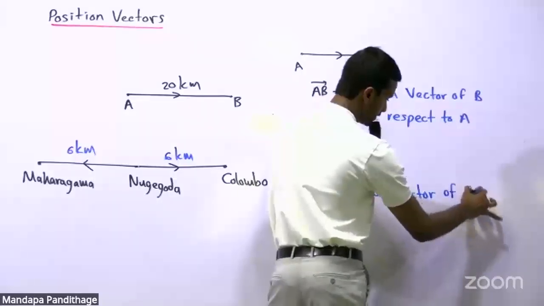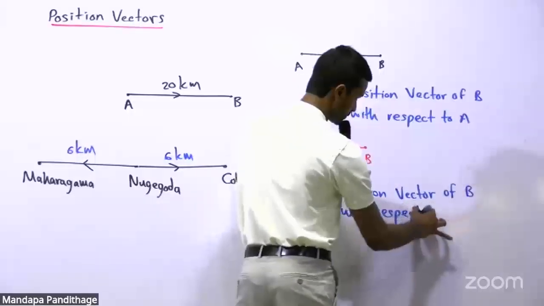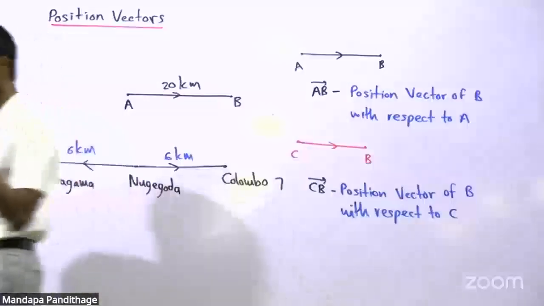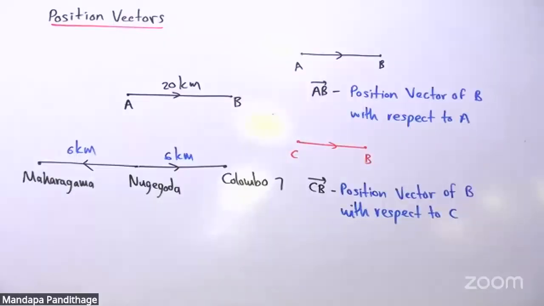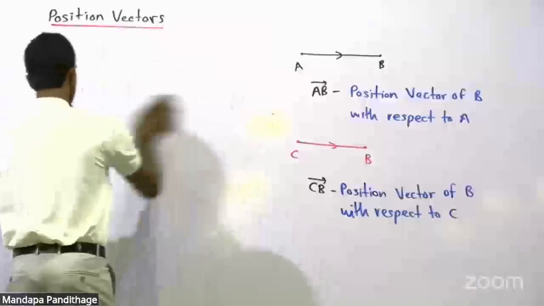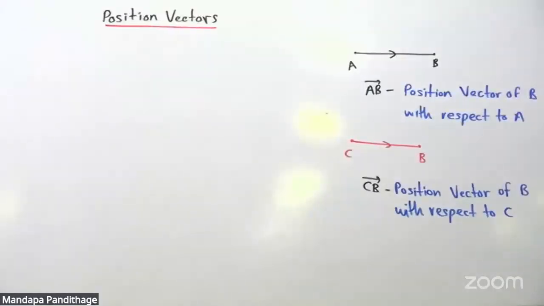a position vector gives the location of a point with respect to another point.